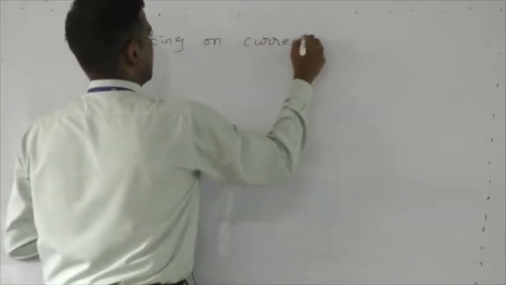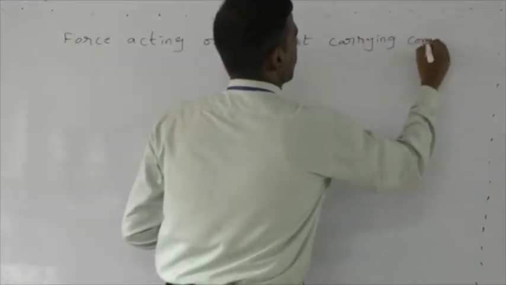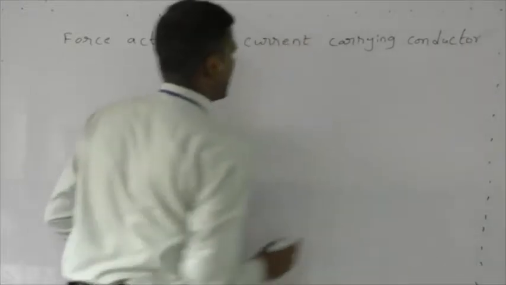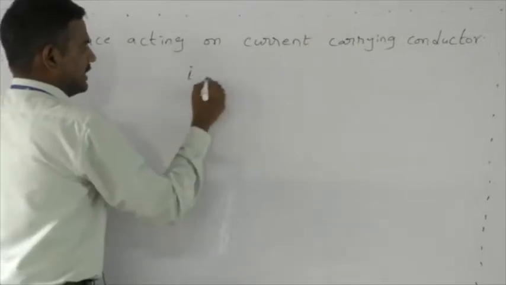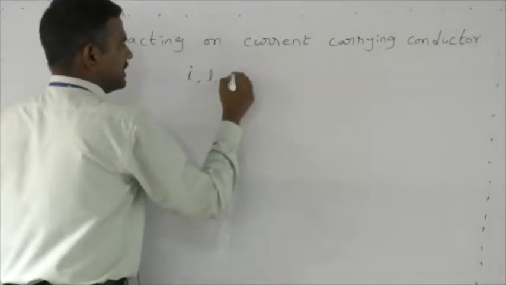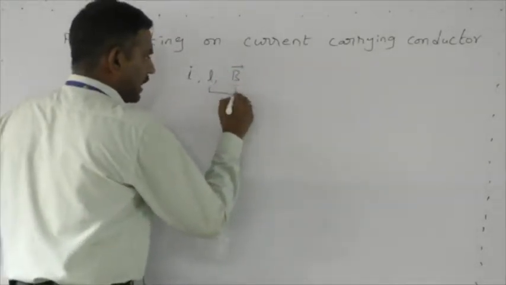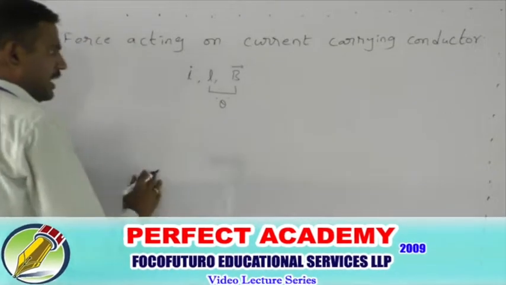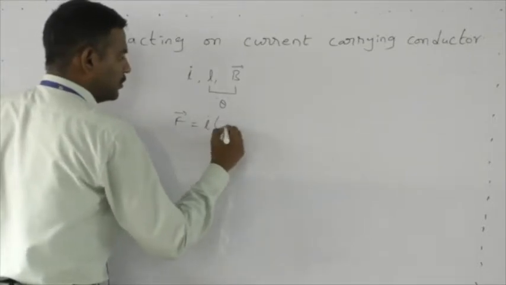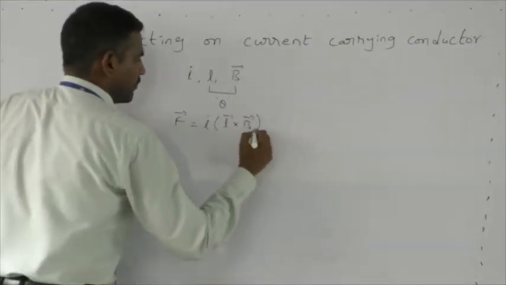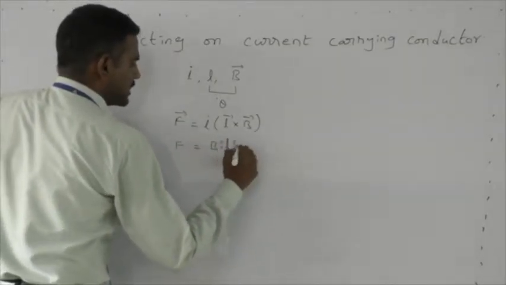The force acting on a current carrying conductor. You all know the formula. Let us suppose there is a long current carrying conductor carrying current I, its length is L, and it is kept inside a uniform magnetic field B. The angle between the length and the magnetic field is theta. Then the force experienced by the conductor is given by I into L cross B, and the magnitude of the force is BIL sin theta.